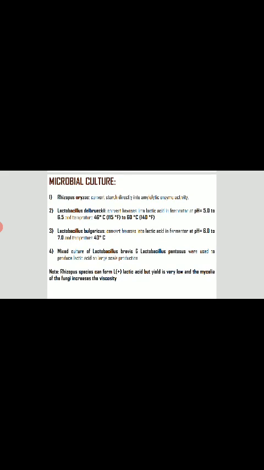When we talk about the microbial culture, Rhizopus oryzae converts starch directly into amylolytic enzyme activity. Lactobacillus delbrueckii converts hexoses into lactic acid in a fermenter at a pH of 5 to 6.5 and a temperature of 46 to 60 degrees Celsius. Lactobacillus bulgaricus converts hexoses into lactic acid in a fermenter at a pH of 6 to 7 and a temperature of 43 degrees Celsius.